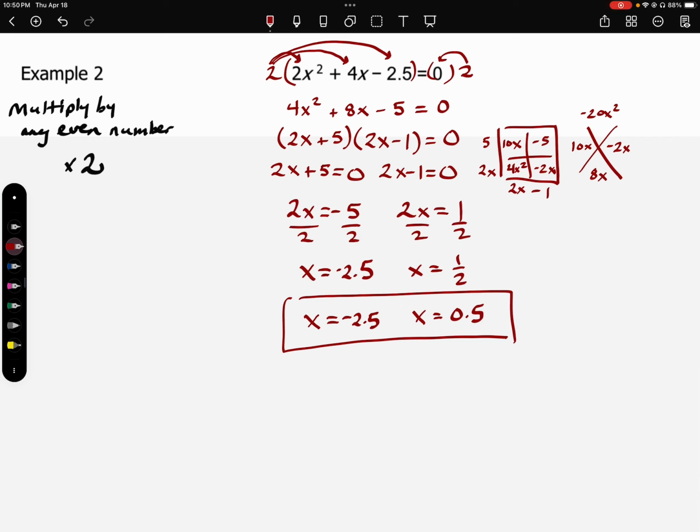So that is example 2 from the Chapter 10, Section 1 notes. Let's start to look at the next problem.